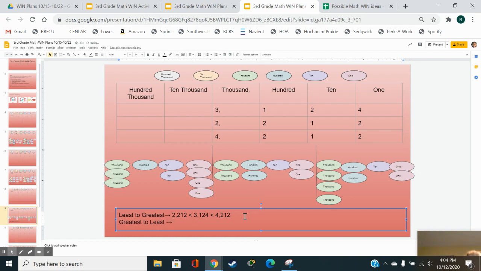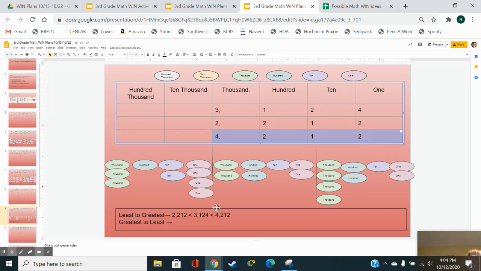So if I'm going to go in order from greatest to least, this time I want to try to figure out which number is greatest. So which one is the biggest number? So tell me out loud, which one is the biggest number? 3,000, 2,000, or 4,000? That's right, 4,000. So I'm going to write this number right here.